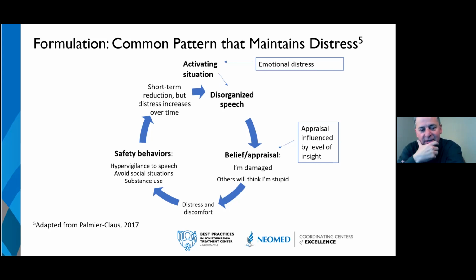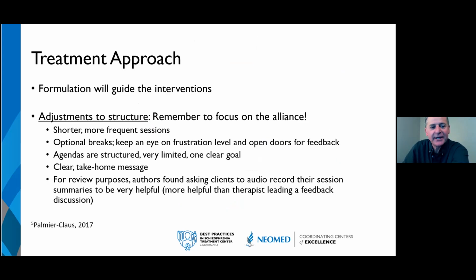The common safety behaviors are hypervigilance, like pay attention to what I'm saying, or avoidance, or substance use, the other common things that happen. And again, the typical pattern is short-term reduction in stress, but then increased distress over time. All right, so that's the general formulation pattern. The treatment approach will build off of this formulation. So if you're able to generate that based on your assessment, getting a sense of what's happening there, then try to see, okay, where could I potentially intervene?